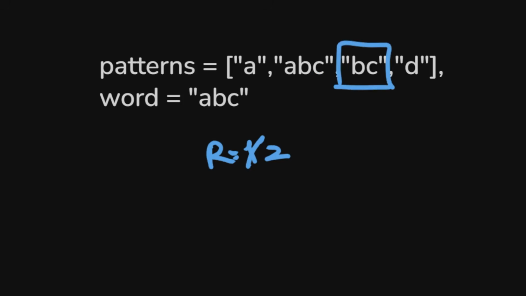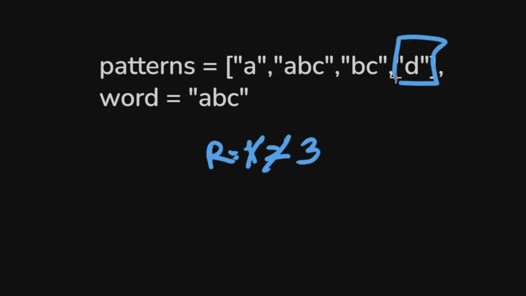Now we continue with the next pattern, which starts with B. Given that word starts with A, and A is different from B, we can move this pointer to the next one. Now here we have the first character in the pattern, so we move to the next characters in both cases. C is equal to C, and now we have already seen all the characters in the current pattern, so we can add 1 to the result, and this is 3.